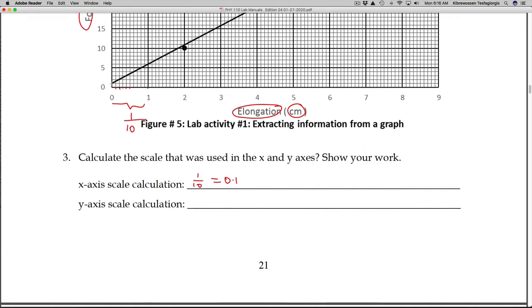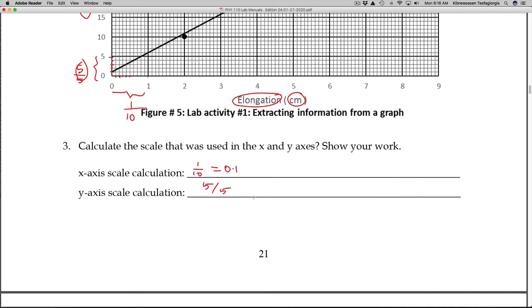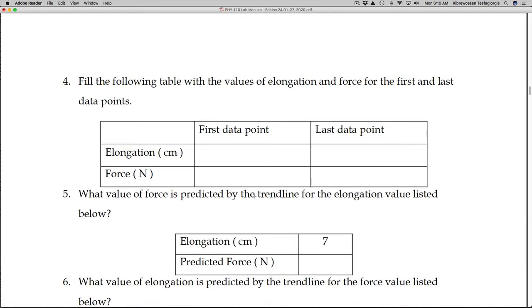You do the same thing on the y-axis. You count how many grid points you pass until you see your first reading: 1, 2, 3, 4, 5. I had to count 5 grid points to reach 5, so you have 5 values for 5 divisions. So this is going to be your y-axis scale calculation. Then the next item asks you to fill the following table with the values of elongation and force for the first and last data points.